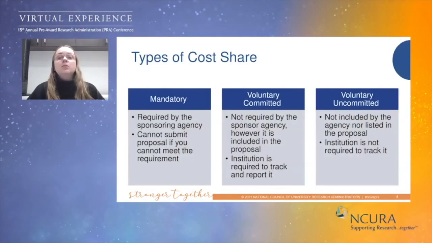The next type of cost share is voluntary committed. This is something where the agency is not requiring it, but the faculty member really wants to include it in the proposal and it's been quantified. For example, if a faculty member wants to volunteer their time or effort on a proposal, maybe they're asking the institution to provide an institutional commitment. For example, some of my cooperative agreements with the centers have pilot projects that are funded by institutional commitments by our university.